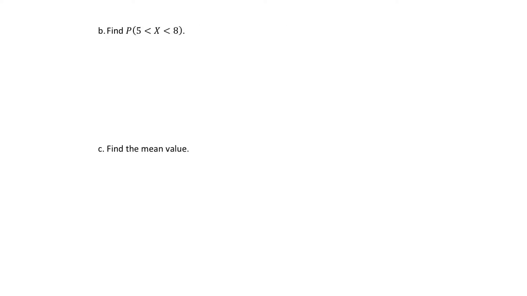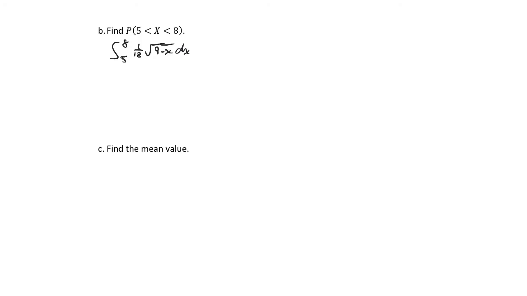Now let's find the probability that whatever event we have here is between 5 and 8. And it's a pretty straightforward thing. We just do the integral from 5 to 8 of 1/18 times the square root of 9 minus x dx.